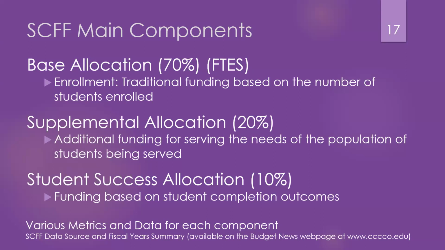And so if you're interested in more information on these components, rather than inundate it here and speed through it, you can go through the Chancellor's website. This is what I was referring to earlier, the cccco.edu website. It's available on their Budget News webpage, and the data is available for the student-centered funding formula, as well as a lot more information.